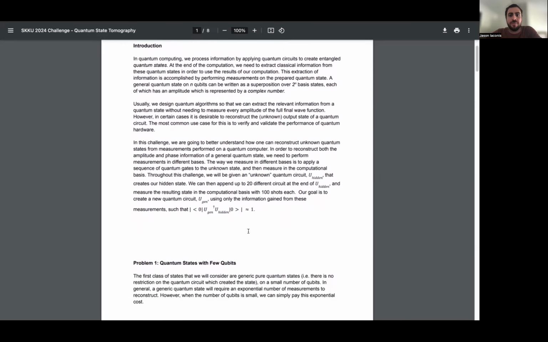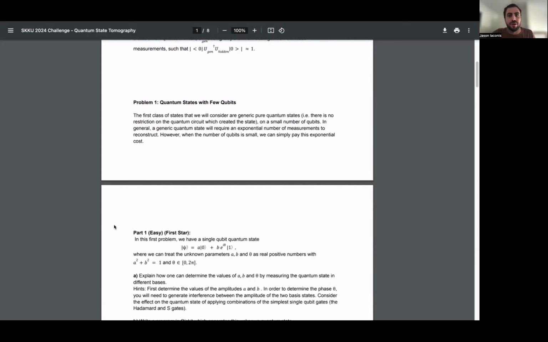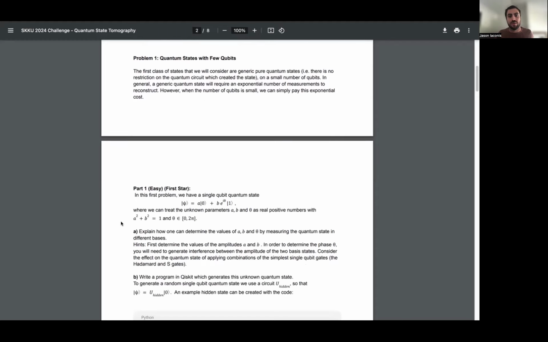So there's a couple different types of problems, as I mentioned, where you could efficiently do this quantum state tomography. The first type of quantum circuit where this is possible is when you don't have too many qubits. You only have a few qubits and you want to do not too many measurements and reconstruct the full state. So as our first warm-up problem, we're going to start with a quantum state on just a single qubit.